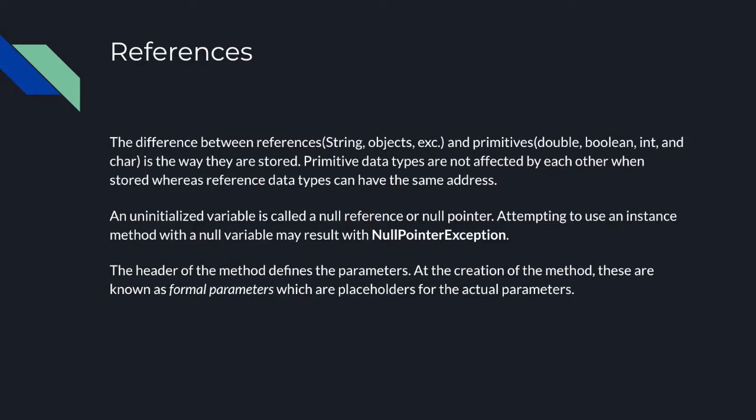The header of the method defines the parameters. At the creation of the method, these are known as formal parameters, which are placeholders for the actual parameters that will be used later.